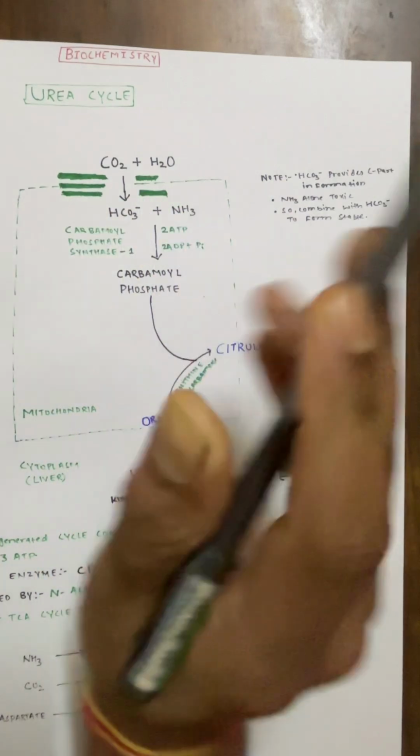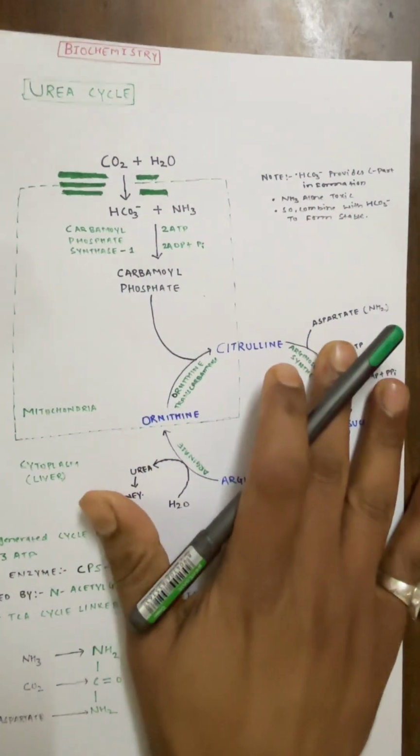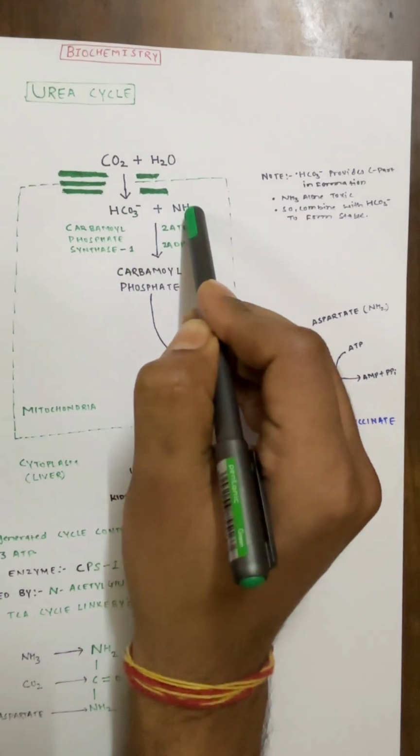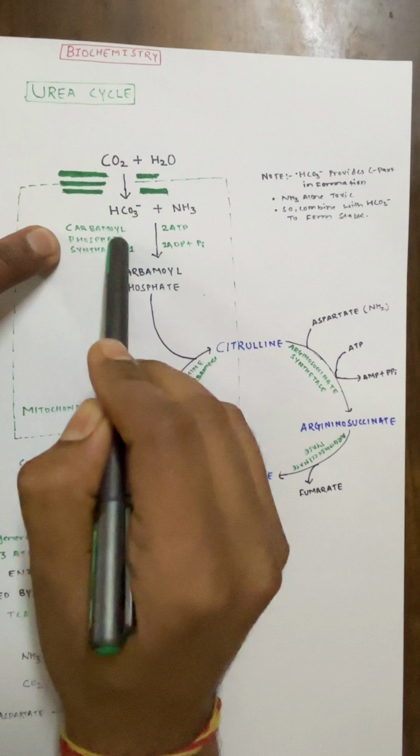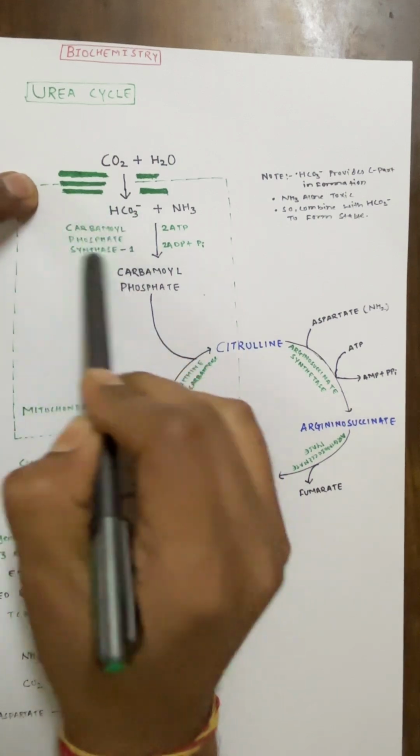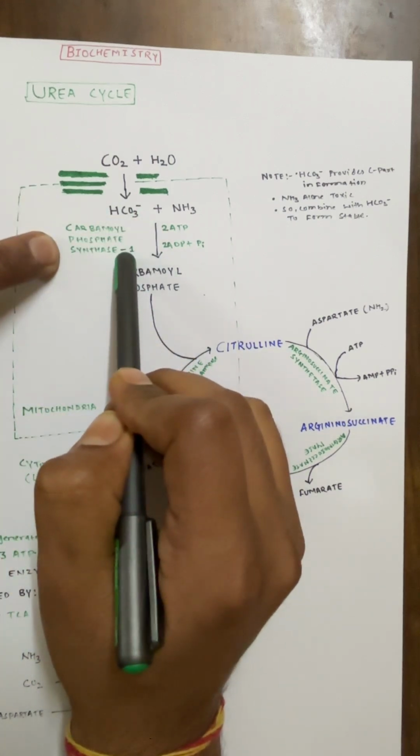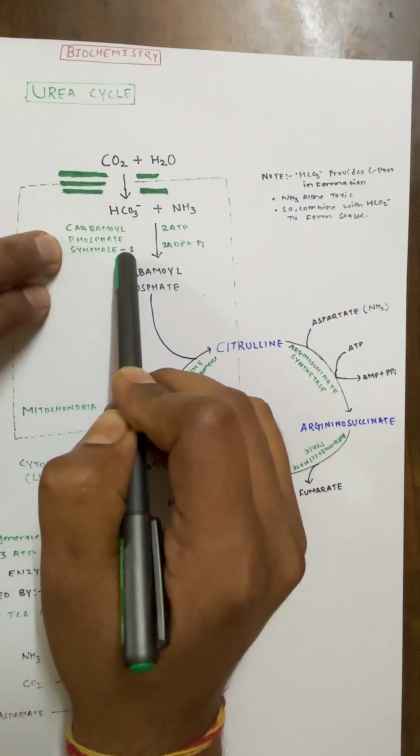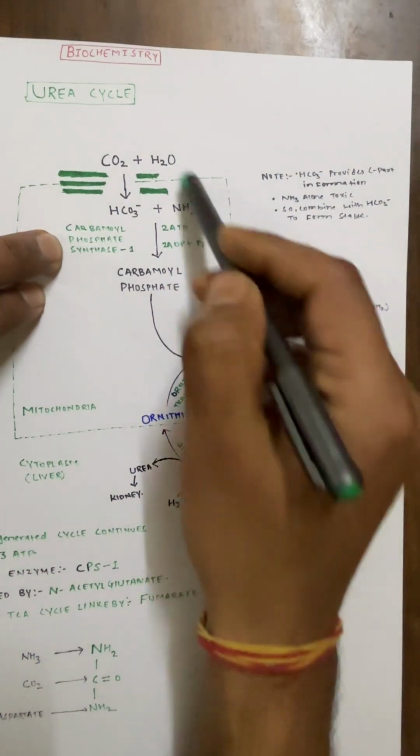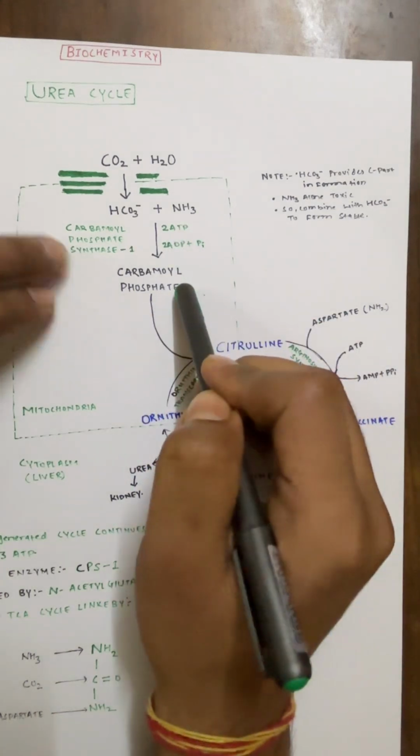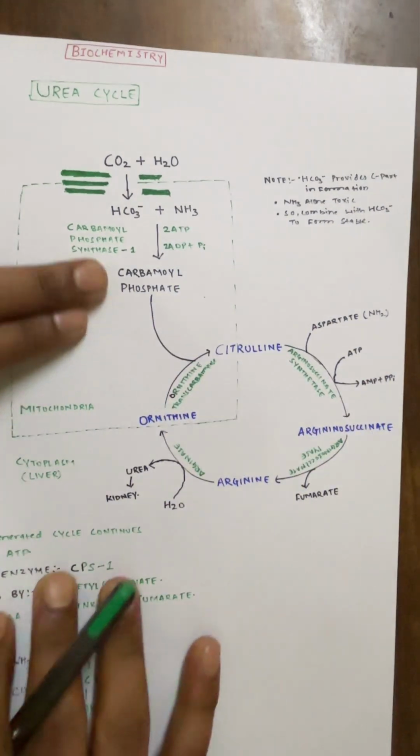Now the actual steps start from here. This bicarbonate and NH3 form carbamoyl phosphate with the help of the enzyme carbamoyl phosphate synthetase 1. Remember this enzyme name. In short form it is also called CPS1. This is actually the rate limiting enzyme in the urea cycle. Now carbamoyl phosphate is formed in the mitochondria.